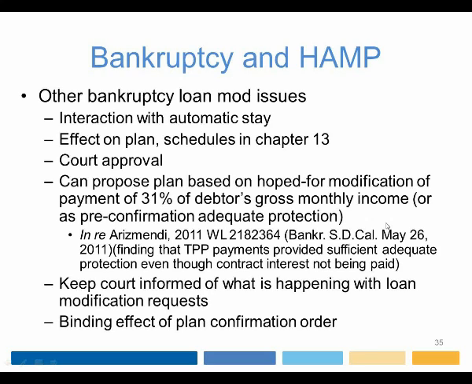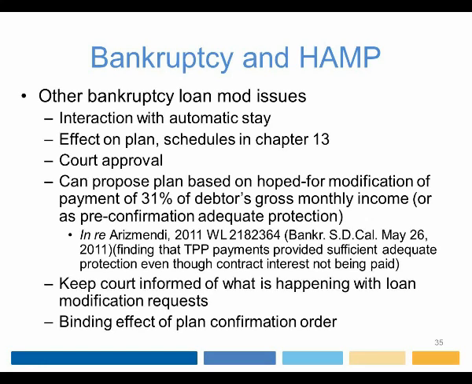Normally the Chapter 13 plan would provide for the consumer to be curing the default and maintaining the regular mortgage payments, but obviously a lot of consumers who are looking for a HAMP mod probably can't afford that. So could you propose a plan that pays what the homeowner hopes to get as a modification amount, which would be 31% of their income?